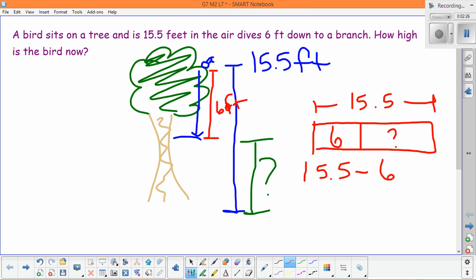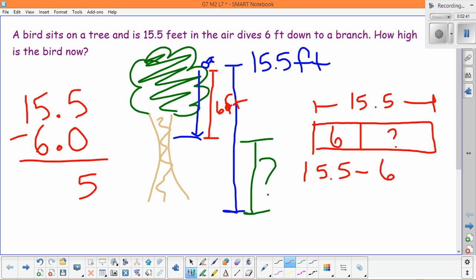Well, let's line it up. Remember, when we have decimals, we need to make sure we line up the decimals. And when we have the whole number, the decimal goes after the whole number. It becomes 6.0. Same thing as 6. If I want to subtract, 5 minus 0 is 5. 15 minus 6 is 9. So it's 9.5. So the bird is 9.5 feet from the ground.